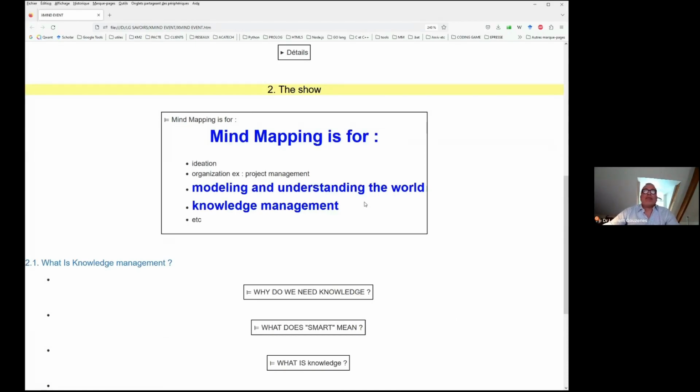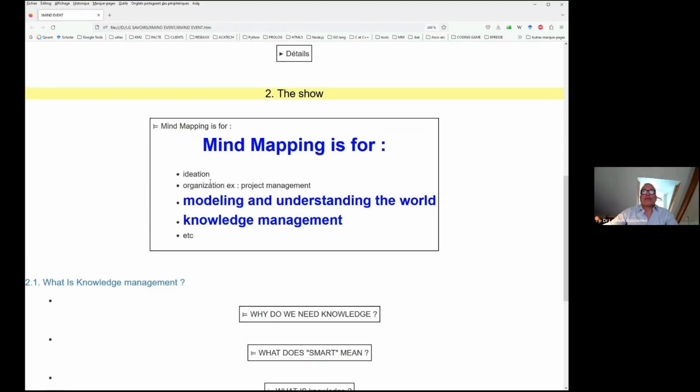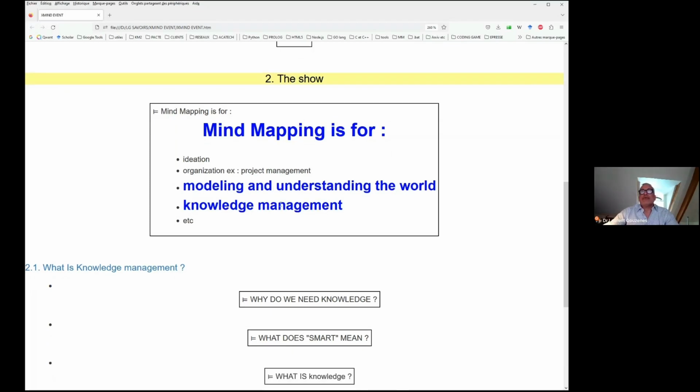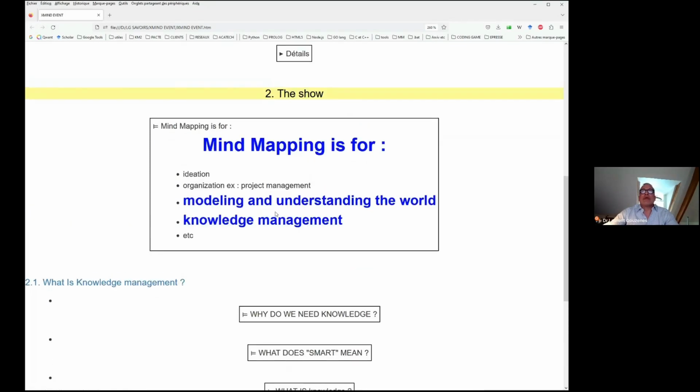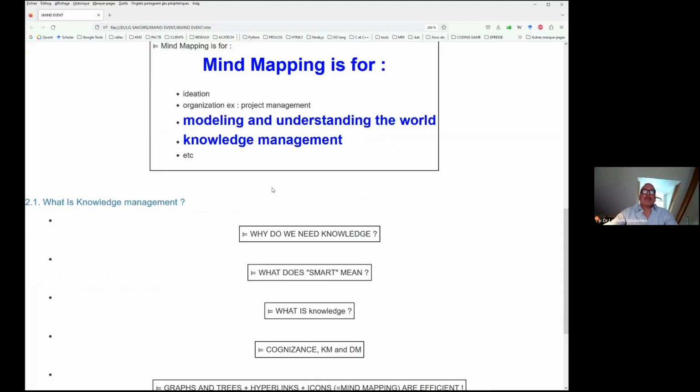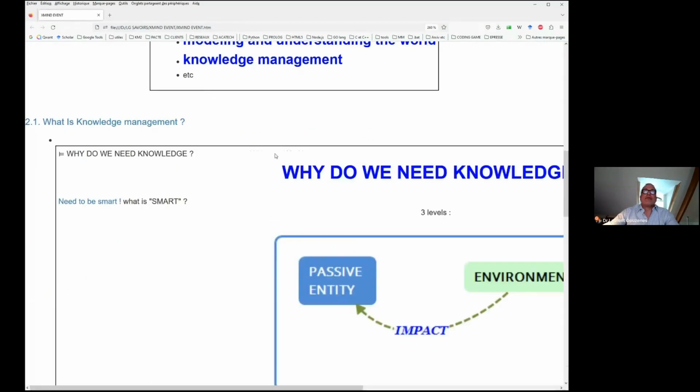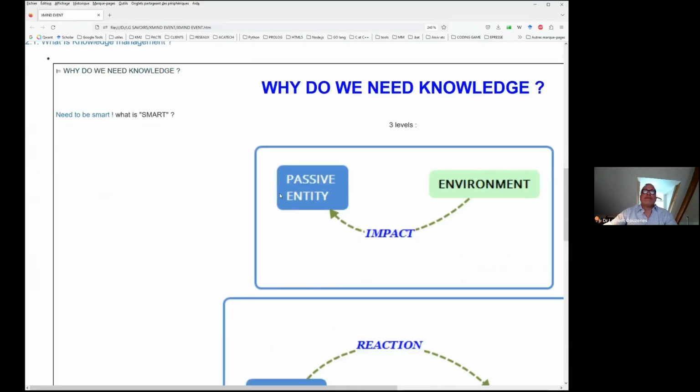You are all practitioners of Xmind, and I know that you use Xmind a lot for ideation, putting ideas together, organizing them, and also maybe for project management. I want you to understand how I model and try to understand the world, and how I use Xmind for knowledge management in a very broad sense. The first question is, why do we need knowledge?